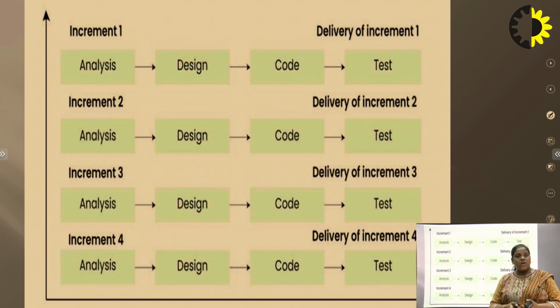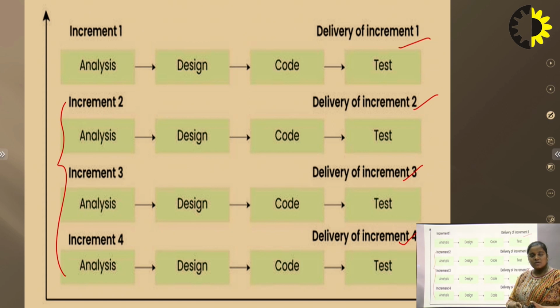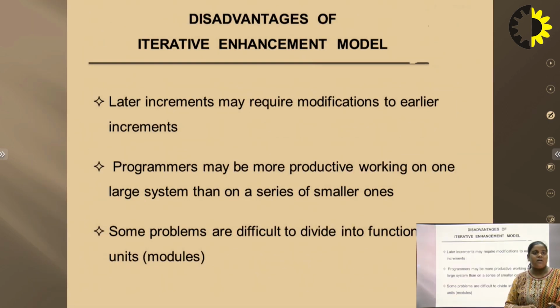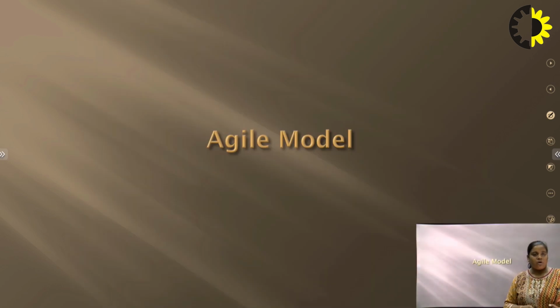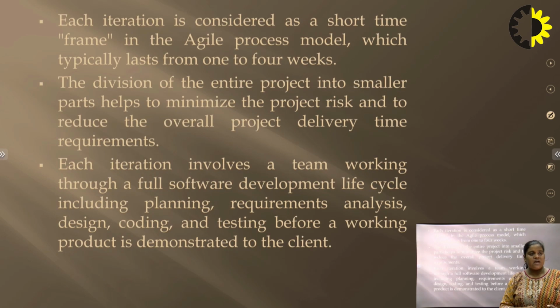After the evolutionary model, the next is the iterative model. In an iterative model, we perform some increments as per the requirement of the software, or we can say that here we also release our software in the form of versions. So this is the basic diagram or basic architecture of the iterative enhancement model. And the last and one of the latest models related to the software development phase is the agile model.